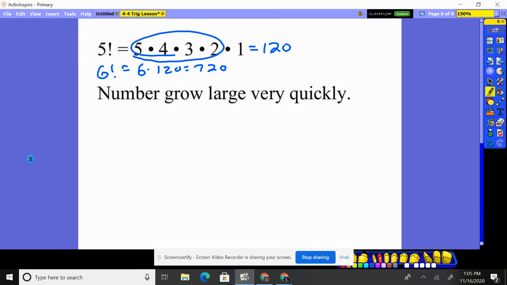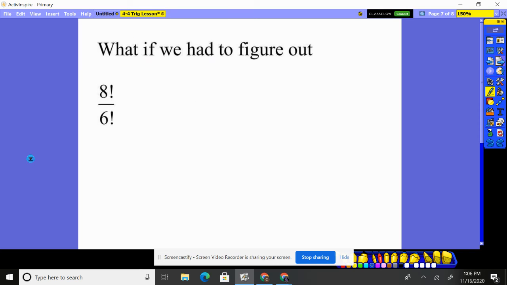It gets crazy. It grows very, very quickly. So large that if you try to take your calculator and do 100 factorial, it's going to give you an error because it's over 100 digits long and your calculator can't do it. It's too big. It's gargantuan.